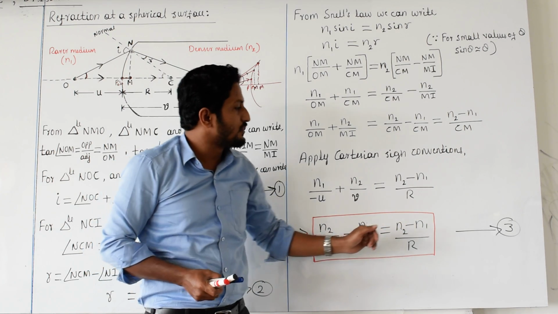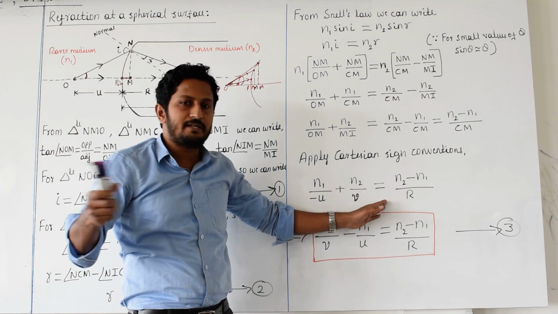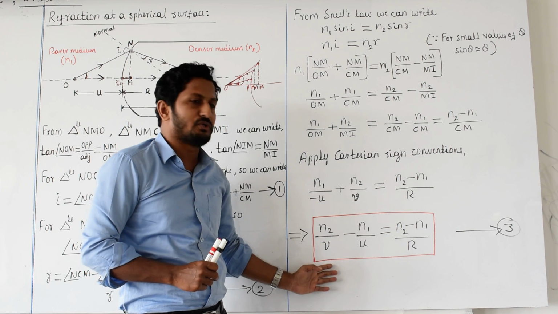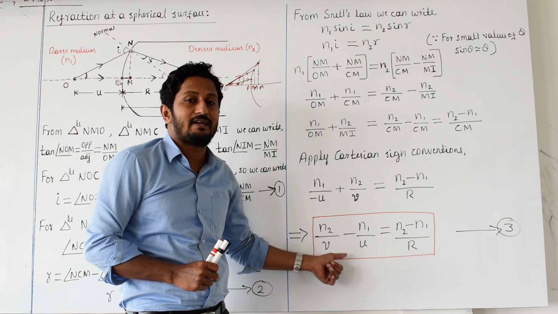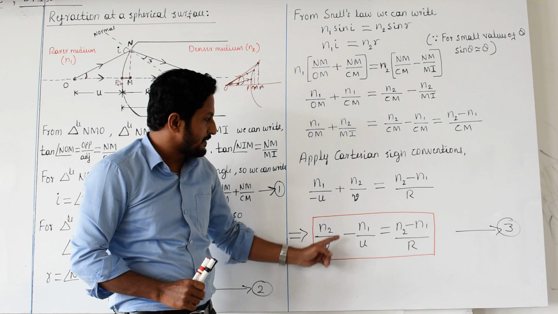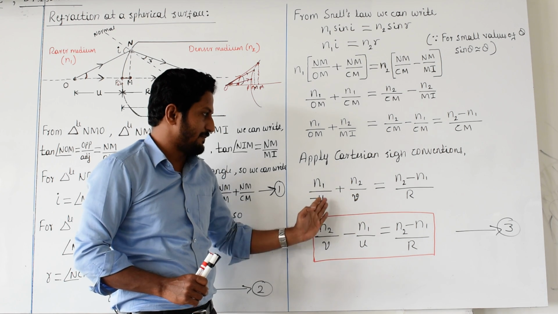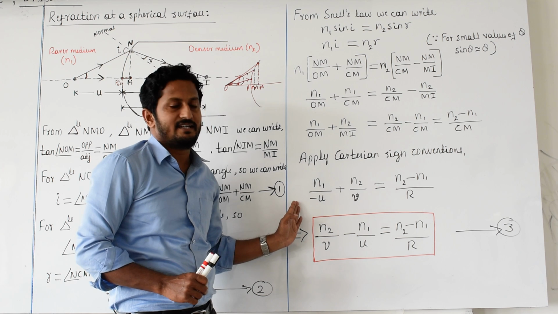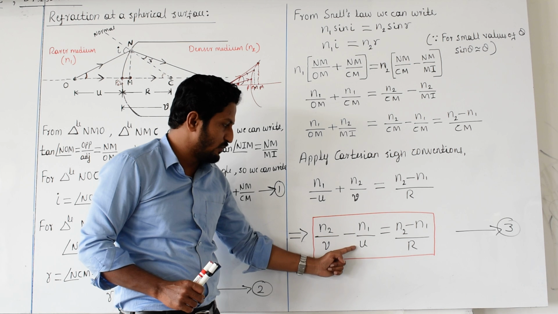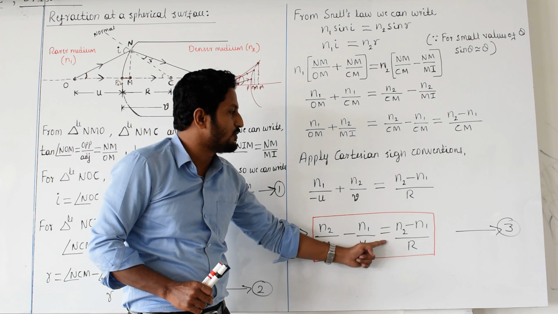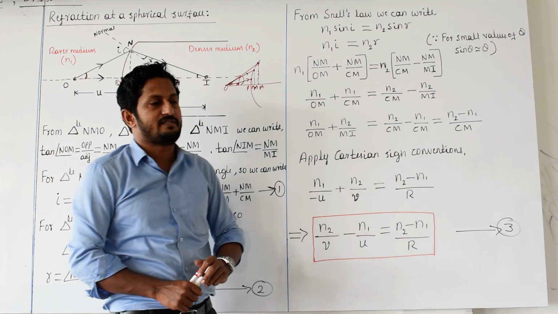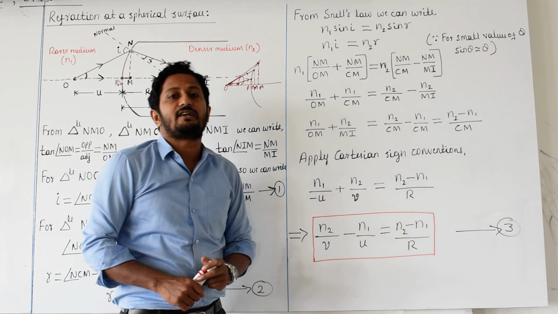Okay. So now here you write that equation again like this. I mean the same equation, only I am going to write it like this. You see here, this one only I have written like this. N2 by V I have taken this side. I mean N2 by V minus N1 by U is equal to N2 minus N1 divided by R. Yes, this is the final equation.